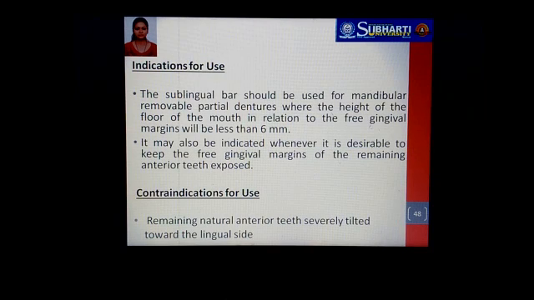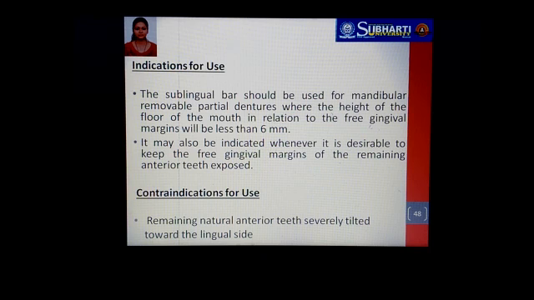So where can it be used? Obviously in cases where we have an ample amount of sulcus, and in cases where the sulcular tissues are very active and are not allowing the lingual bar to be placed at least 3 or 4 mm below. The sublingual bar should be used for mandibular removable partial dentures when the height of the floor of the mouth in relation to the free gingival margins is less than 6 mm. Also, it is indicated wherever it is desirable to keep the free gingival margins of the remaining anterior teeth exposed.